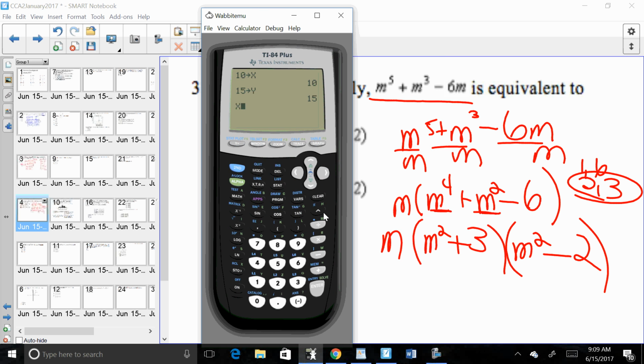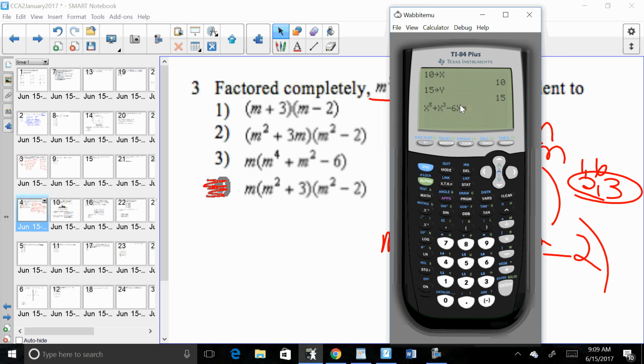I'm not going to type in m, I'm going to type in x. X to the 5th plus x to the 3rd minus 6x, second test equals, and I'm going to type in each answer. So I have parentheses x plus 3, parentheses x minus 2.